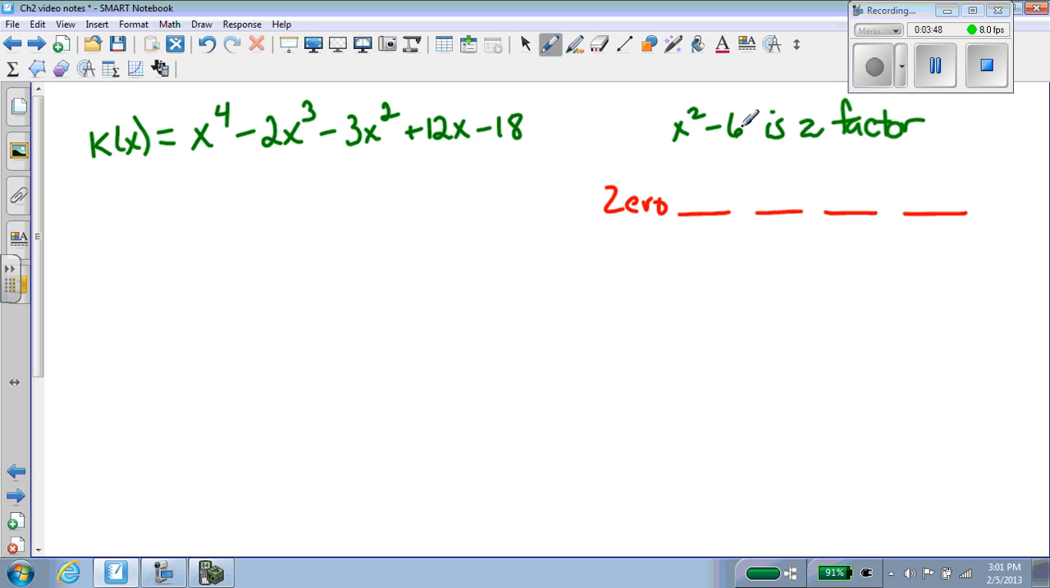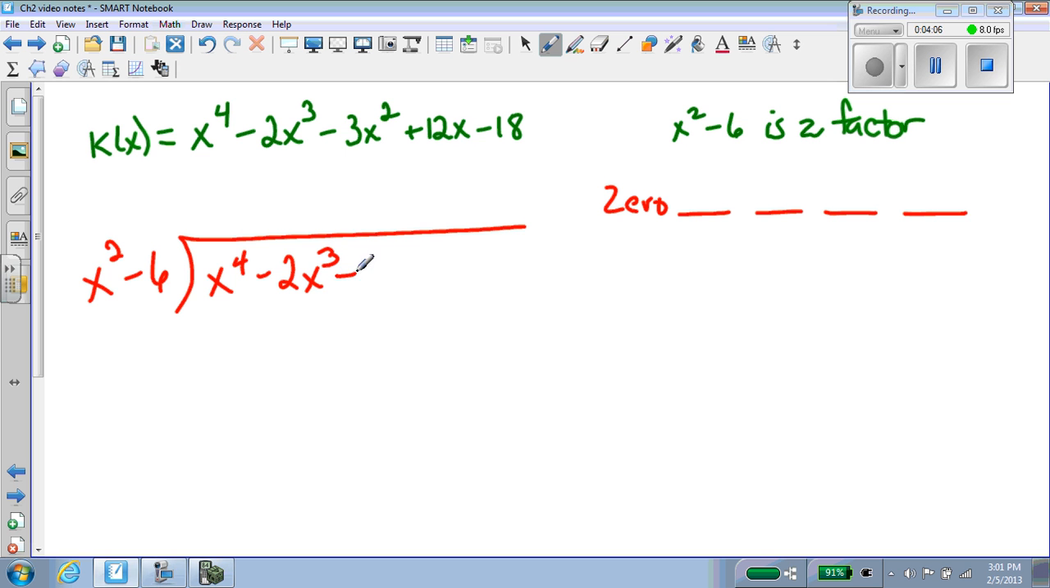If I want to use this hint, rather than typing that into my calculator and trying to get some hints of my own, I'm going to have to do long division again. So x squared minus 6, x to the 4th minus 2x to the 3rd minus 3x squared plus 12x minus 18. Again, if I could factor that just by looking at it and grouping it somehow, I should, but I can't. x squared, so I get x to the 4th minus 6x squared.